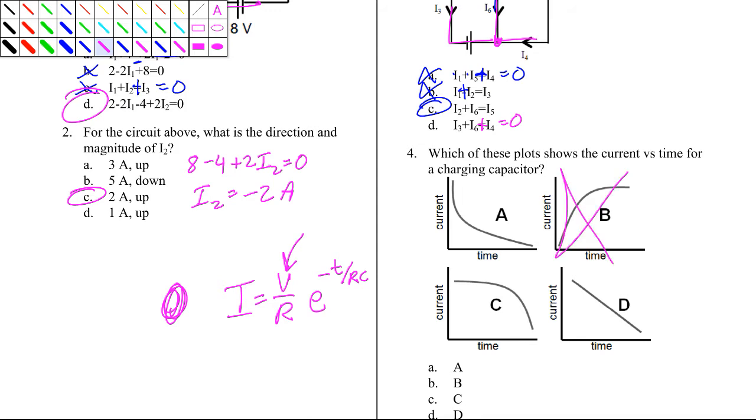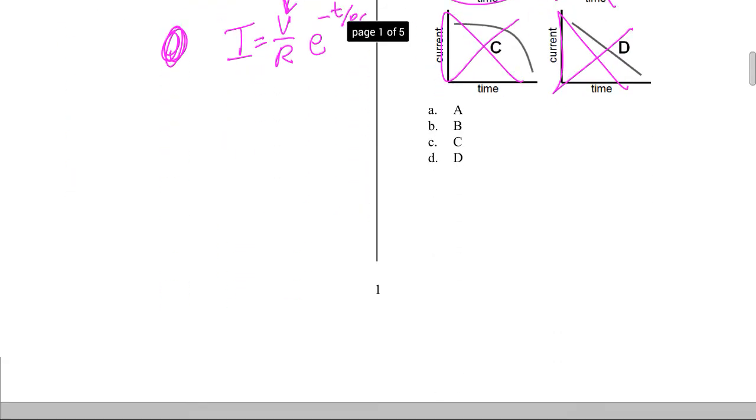That gets rid of this one, right? Because that initially has a current of 0. And it's an exponential, so it's not that one. And it's also not this one. So A is the right answer. That's just how it looks for that exponential function.